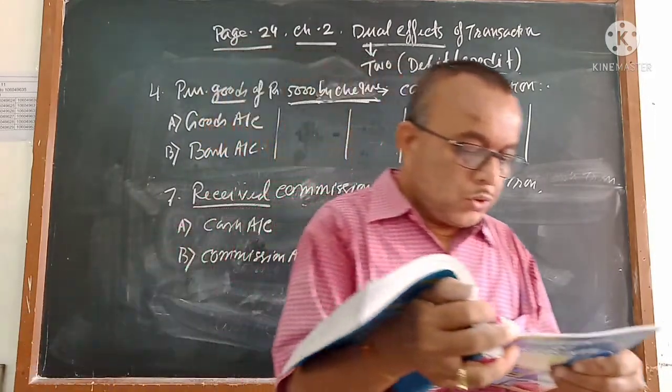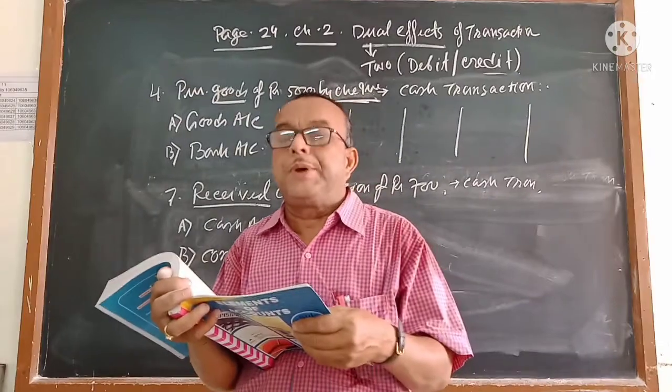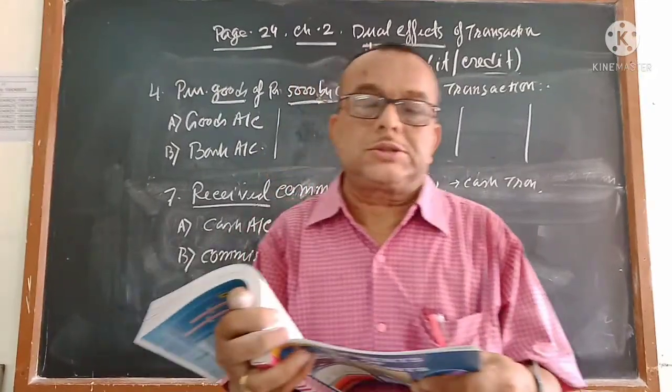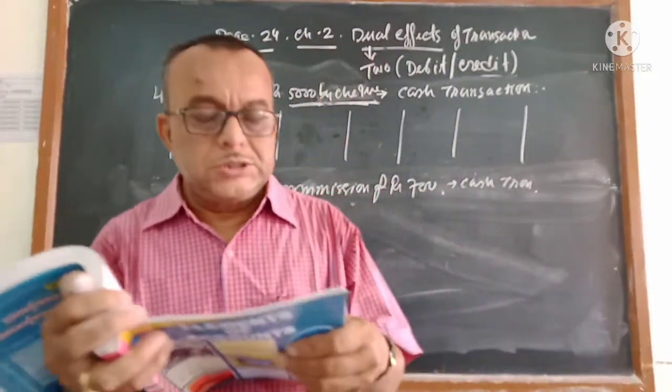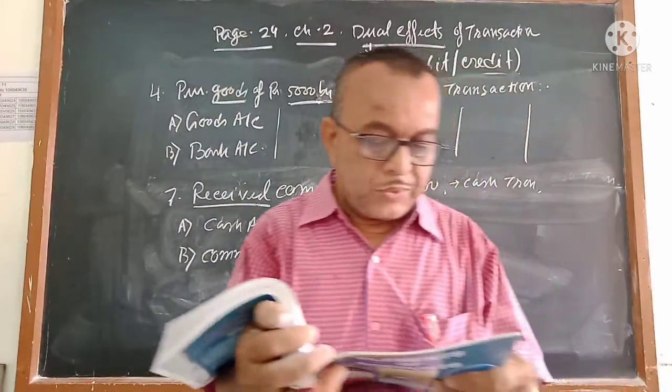Number 7, goods of rupees 2000 received as free sample. It is a non-economic transaction. If it is a non-economic transaction, then two effects will not come.